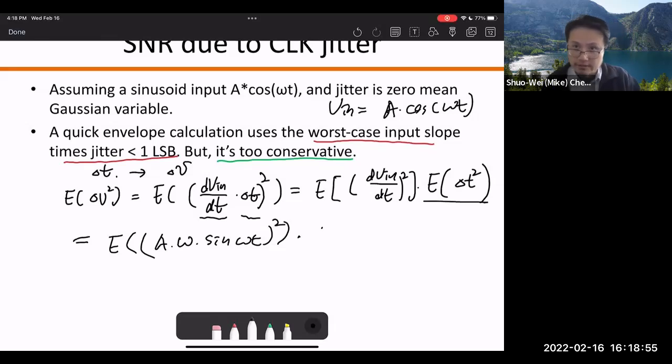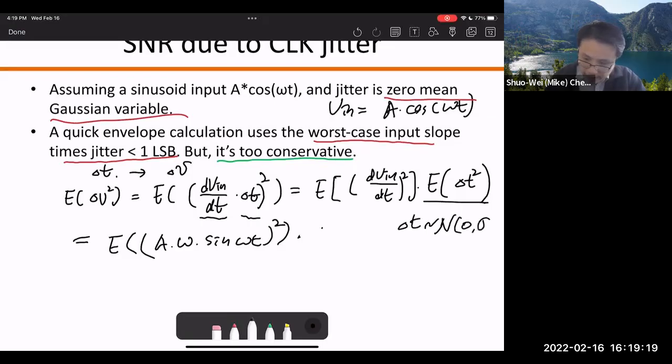So what is delta t? Delta t is the clock jitter, and typically the way we model the clock jitter is as a zero mean Gaussian variable. Mathematically, we can write that this is a Gaussian distribution with zero mean and standard deviation sigma. Let me call it sigma t.